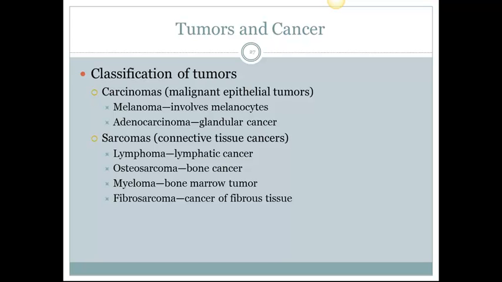We also have sarcomas, which are very malignant. They are of connective tissue, and examples of these are lymphomas or lymphatic cancer, osteosarcomas, which are bone cancer, myelomas, which are bone marrow tumors, and fibrosarcomas, which are cancers of the fibrous tissue.